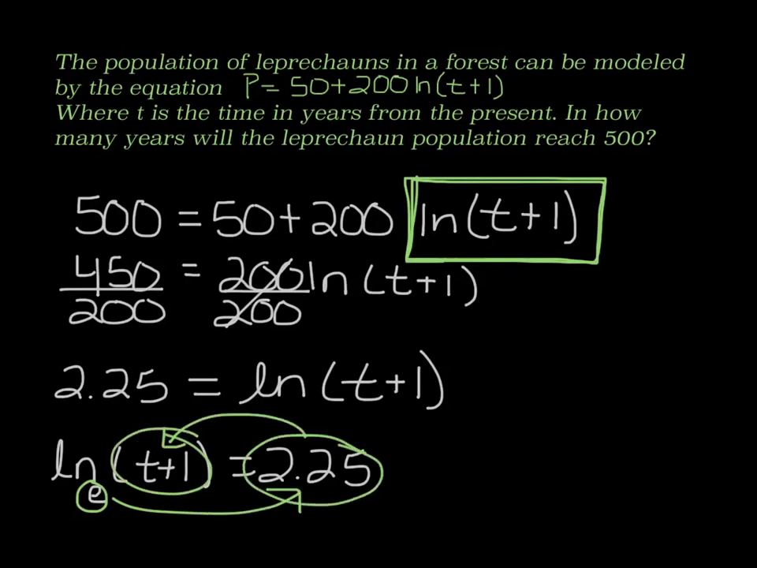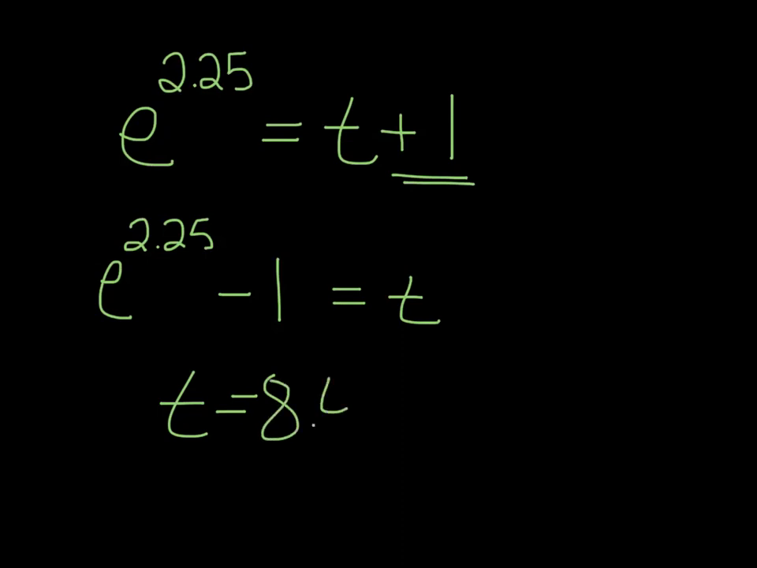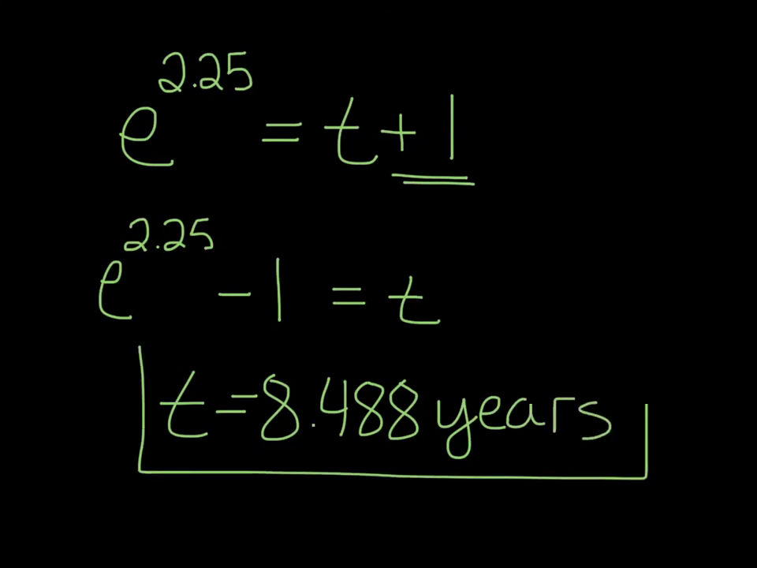And I'm going to put that on the next page. e raised to the 2.25 power equals t plus 1. So if we want to find t, we need to take 1 away from both sides. Don't take it away from the exponent. It's e to the 2.25 power and then a big fat minus 1 equals t. So you just punch e to the 2.25 in the calculator, take away 1, and we get a time of 8.488 years. So in about 8.5 years, there will be 500 leprechauns in the forest, which sounds just fabulous.